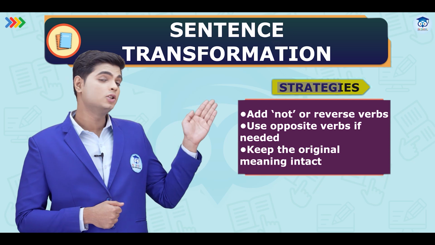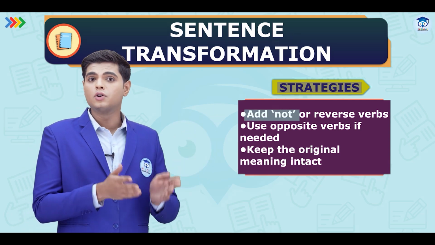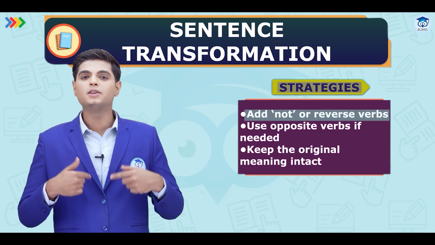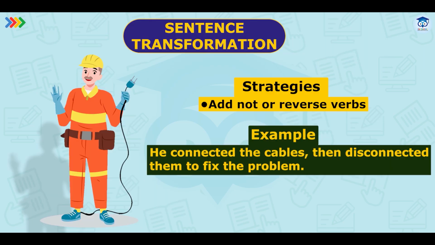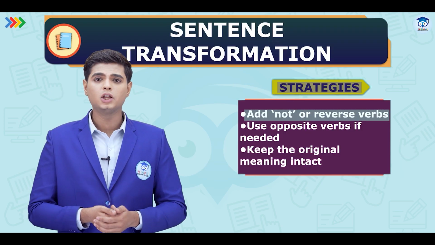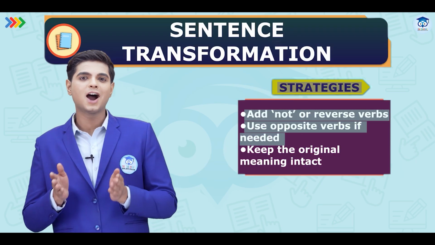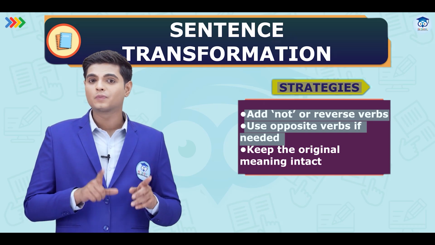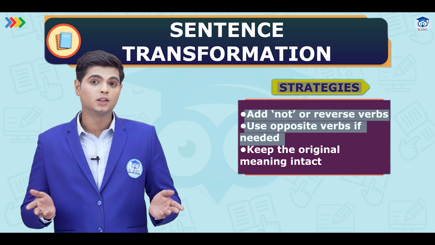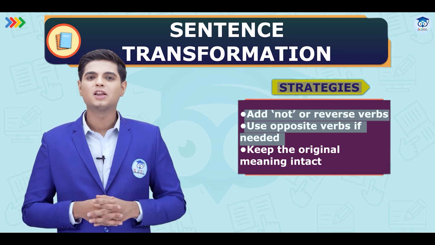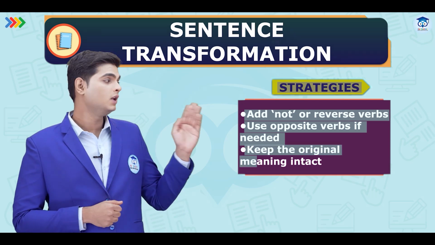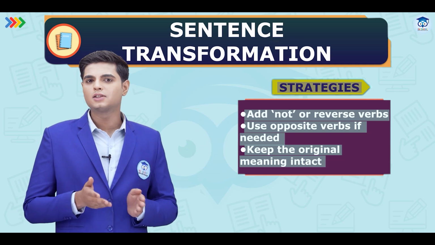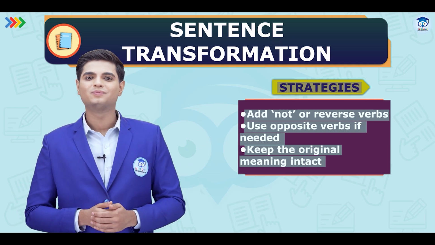Continuing with strategies, you should also add not or reverse verbs when needed to keep the meaning correct. For example, he connected the cables, then disconnected them to fix the problem. Sometimes you'll need to use opposite verbs to express the idea accurately. For example, they accepted the offer while others rejected it immediately. Through all transformations, it's critical to keep the original meaning intact so that the sentence conveys the same message.